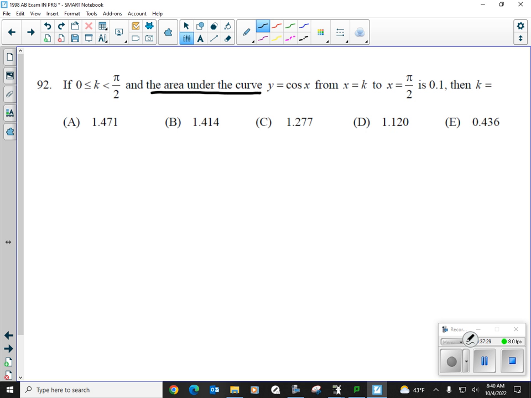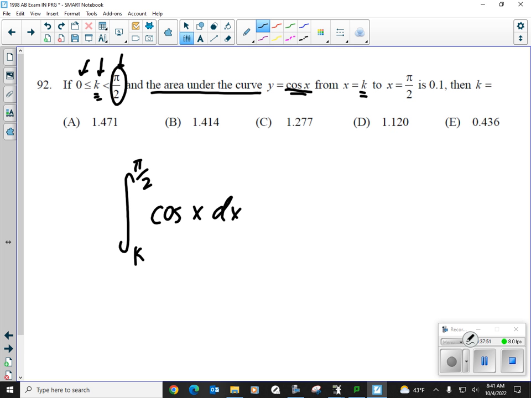Area under the curve is integration. K is the lower bound, because they said k is in between 0 and pi over 2. If pi over 2 is the upper bound, this has to be smaller. So from k to pi over 2, we're integrating cosine of x dx, and when I integrate it, I get 0.1. What do I take the derivative of that gives me cosine? Sine of x. I want that from k to pi over 2, and that should equal 0.1.